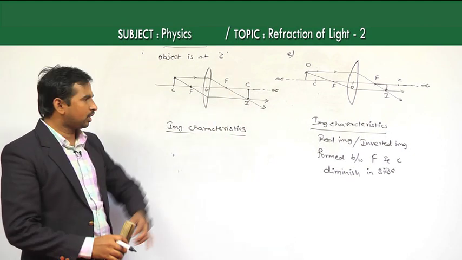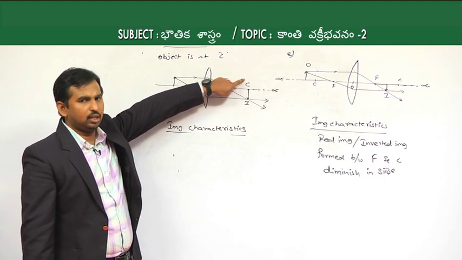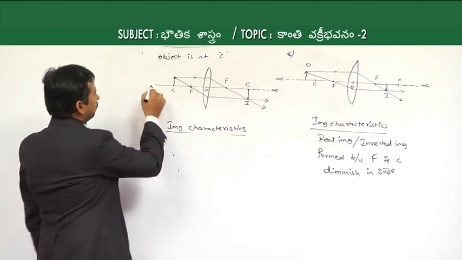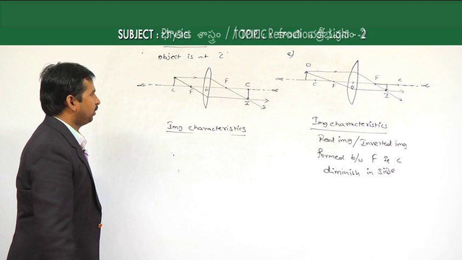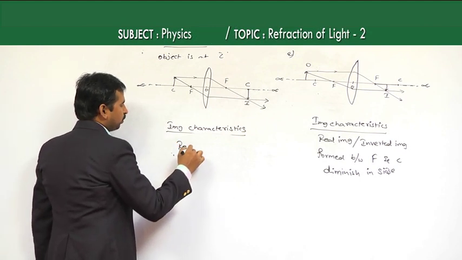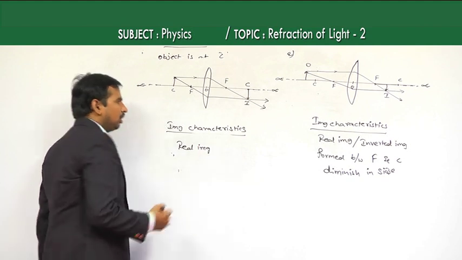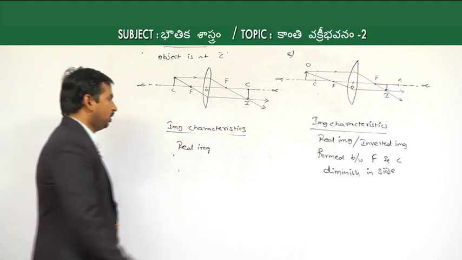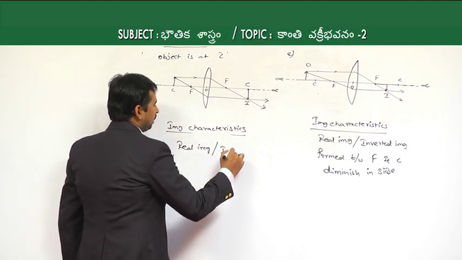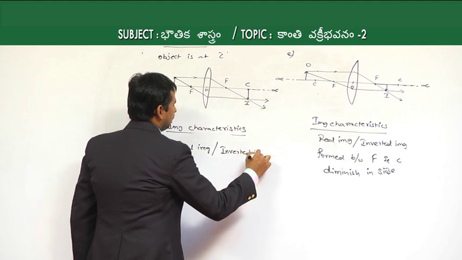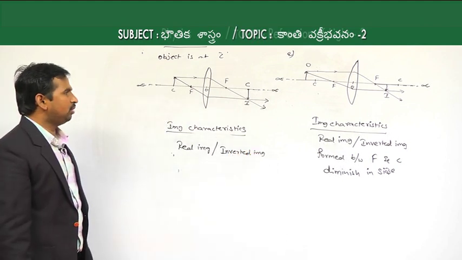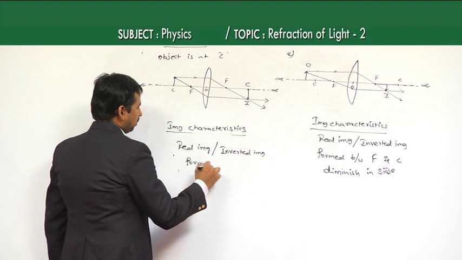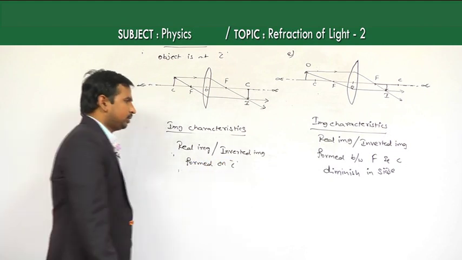Now, if you take a perpendicular line from the image point to the axis, that gives you the size of the image. When you are taking the case of center of curvature, we observe that the image formed is a real image again, and we know that it is an inverted image also, because the object is above the principal axis, so the image will form below the principal axis, which is inverted. And not only that, the image is formed exactly on the center of curvature. Okay.